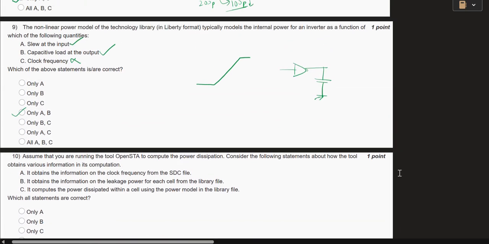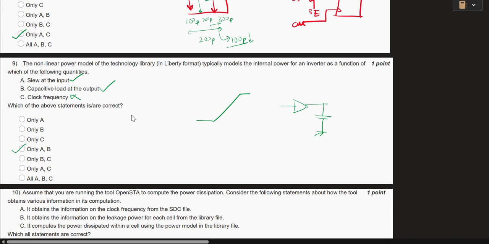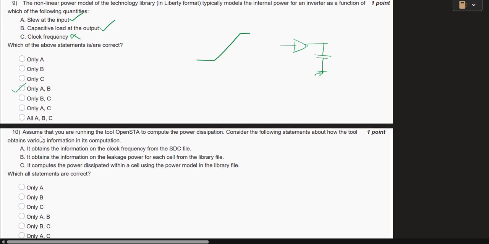Let's go to the question then. So it does not depend on the clock frequency, but it depends on the slew of the input and the capacitive load at the output. So A and B are the correct options.